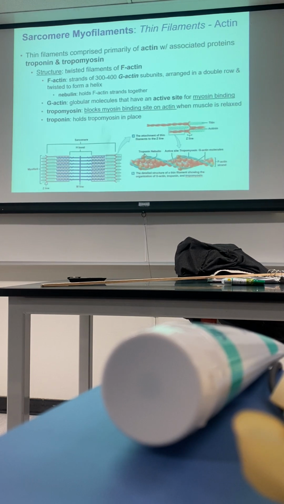Tropomyosin, which is your gate. Hey guys, if that myosin binding site on actin is blocked, what can't bind to it? Here's a hint, it's in the name. Myosin. Myosin can't bind to it if it's blocked. Okay, well there's a gate. What do you think we're gonna have?